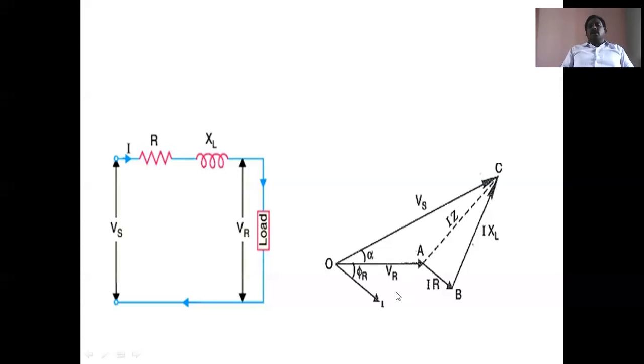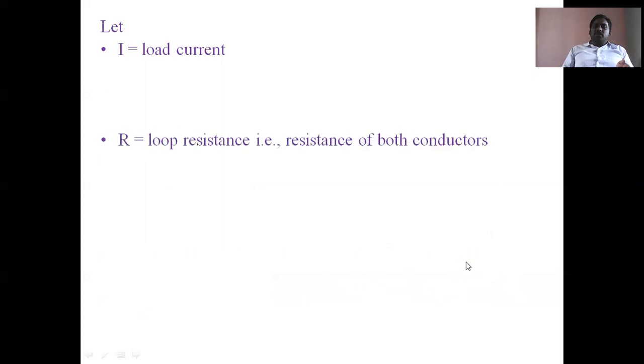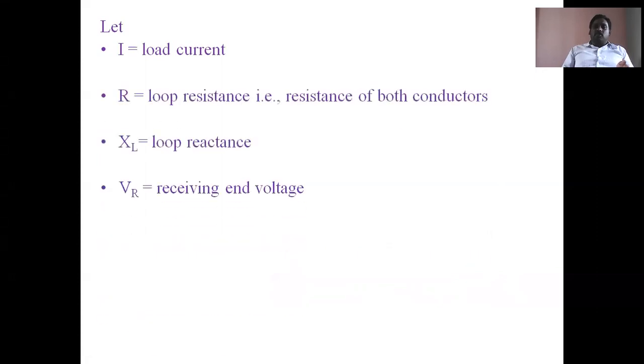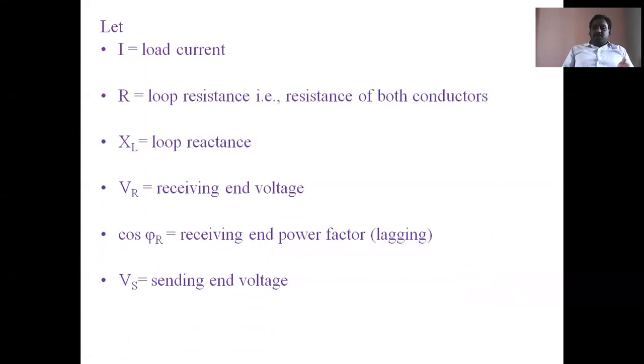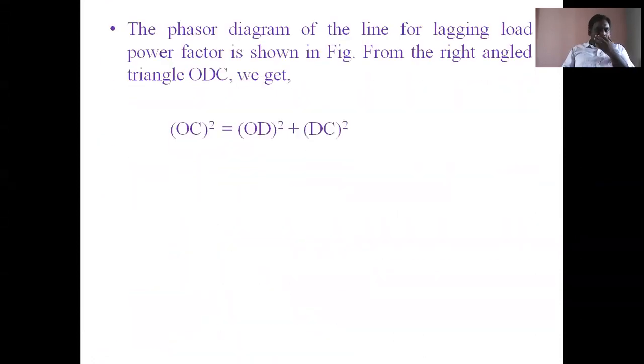Anyway, this is the phasor diagram representation of a short transmission line. This phasor diagram can be developed based on the performance of the transmission line. What is that performance? The receiving end voltage is always less than the sending end voltage when load is connected, due to the drop across the transmission line. Based on this performance, we can develop the equations for sending end voltage, receiving end voltage, sending end power, receiving end power, efficiency, voltage regulation, and so on.